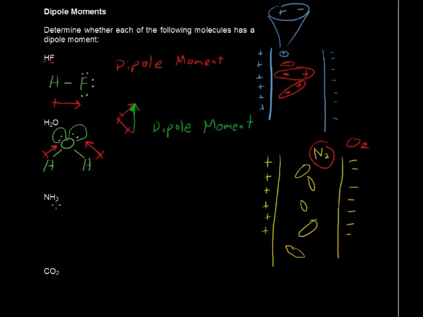Next, ammonia, NH3. Is it trigonal planar or trigonal pyramidal? Well, let's see what happens. When you draw NH3, ammonia, you have to account for this lone pair of electrons on nitrogen. And what that does is that pushes the hydrogen atoms down, so it is actually pyramidal.